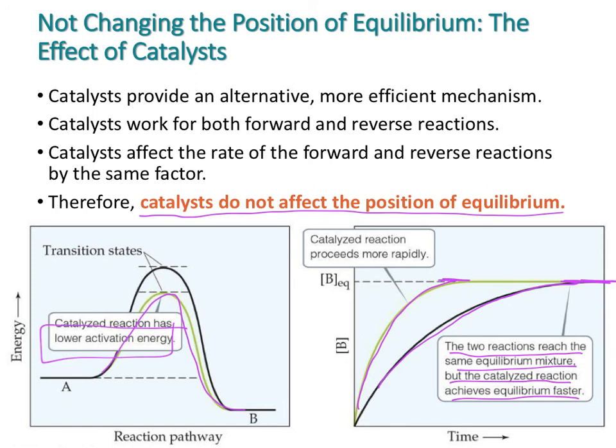So catalyzed reactions happen faster. They reach equilibrium faster, but they do not affect the position of equilibrium. It did not change that equilibrium concentration. So overall, the main idea for this is that catalysts do not affect the position of equilibrium. They do not affect the equilibrium concentrations.